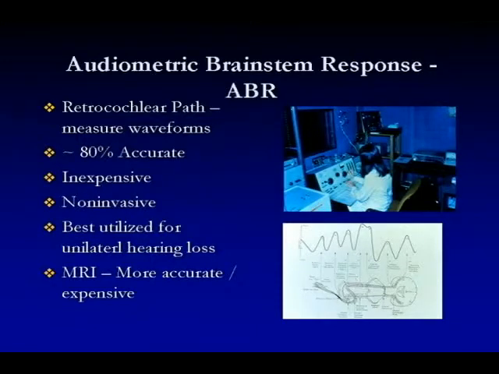ABR, auditory brainstem response, is part of the screening test for almost every hospital now where they have retrocochlear waveforms. It's 80% accurate. It's very inexpensive, particularly when you compare it to the price of an MRI. It does require specialized equipment, but anymore with the neonates having them, they're way more common in hospitals.